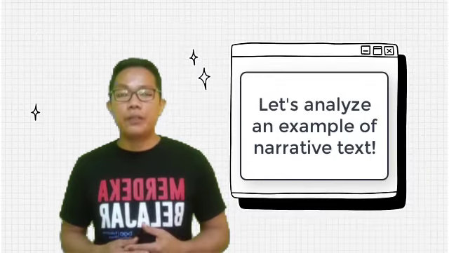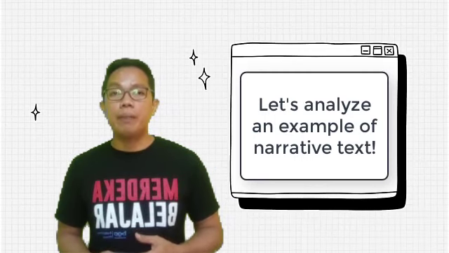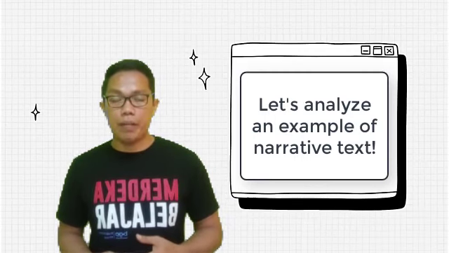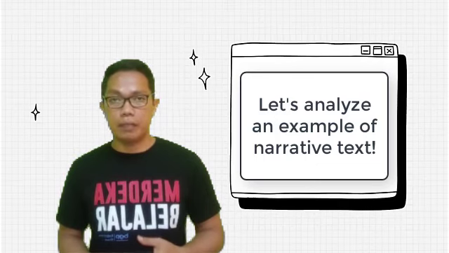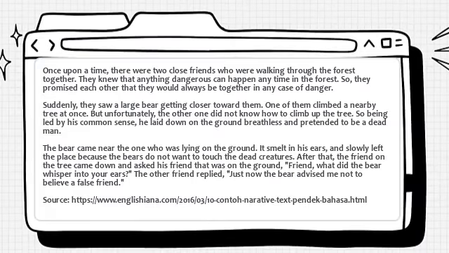And now it's time to analyze an example of narrative text by using a cue sheet. We read it first. Once upon a time, there were two close friends who were walking through the forest together. They knew that anything dangerous can happen anytime in the forest. So they promised each other that they would always be together in any case of danger.